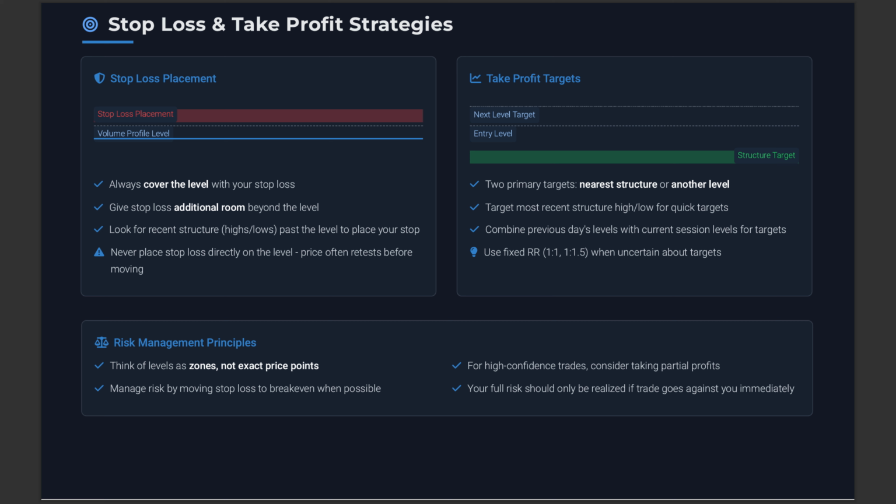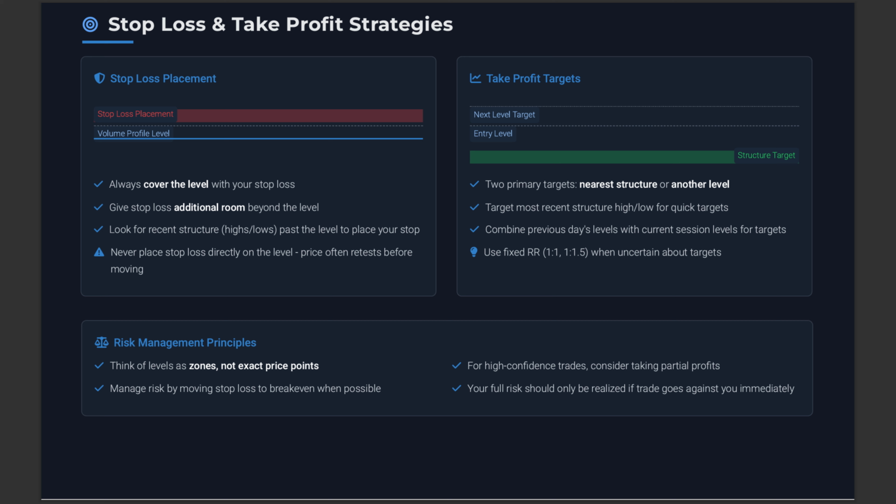For take profits, I use 2 main approaches. First, target the nearest significant structure: recent highs, recent lows, obvious support or resistance areas. Most of the time, this is what I'm doing. Second, target another volume level. Maybe I'll short from the previous day's point of control and target the current session's value area low. You can also combine approaches. For example, short from the previous day's POC and target the current session's VAH. Or long from the previous day's VAL and target the current session's POC.